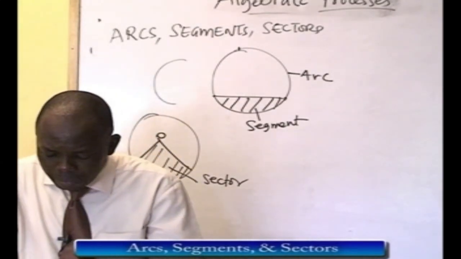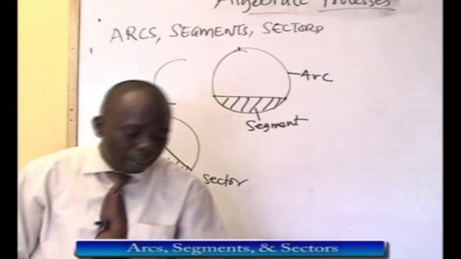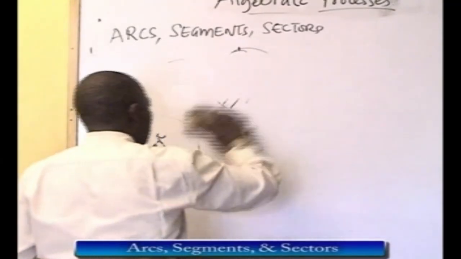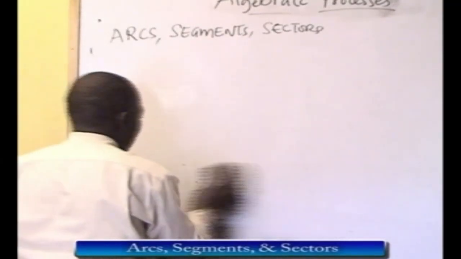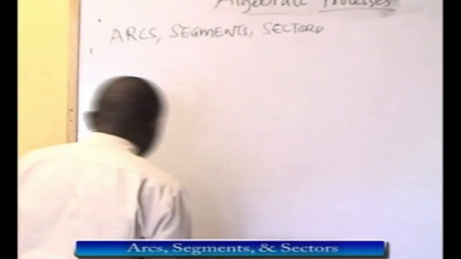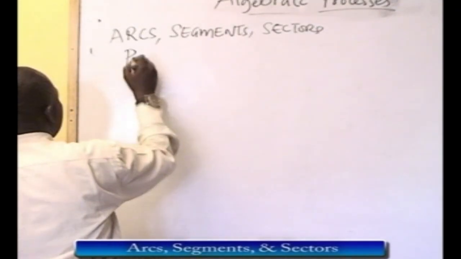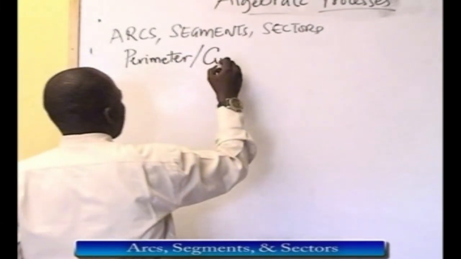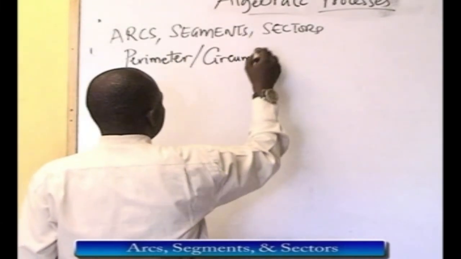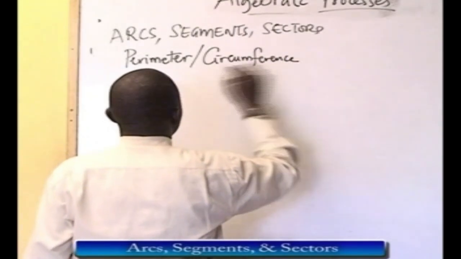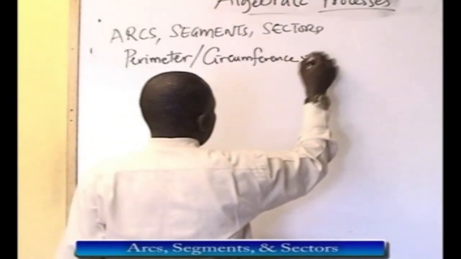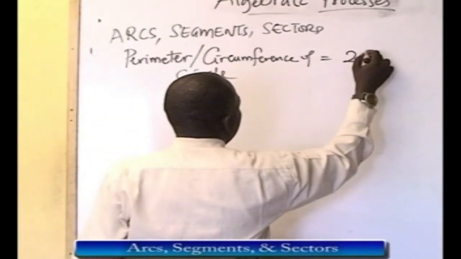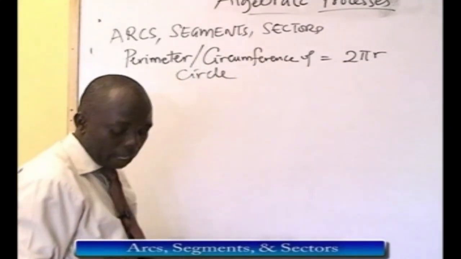The length or the perimeter of a circle is determined by the formula. Let me write some of them on the board. It will help you, because some of us have not heard about the perimeter of a circle before. It's the same thing as a circumference. If somebody asks you to determine the perimeter or the circumference of a circle, the formula is 2 pi r.